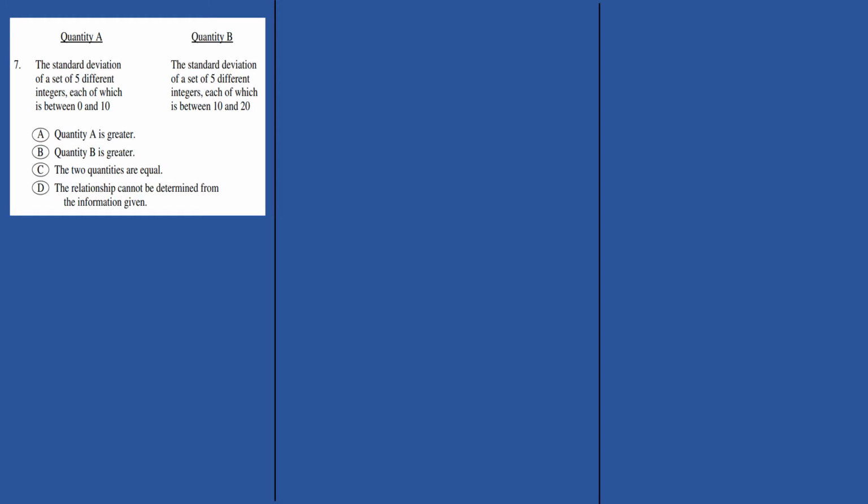In the 7th question, the standard deviation between 0 and 10 and the standard deviation between 10 and 20 are asked. It doesn't say whether we are going to take any value, whether the standard deviation is minimum or maximum. So the points can be any point between 0 and 10. So we cannot say that the values are equal or greater, it can be anything. And hence the value cannot be determined.